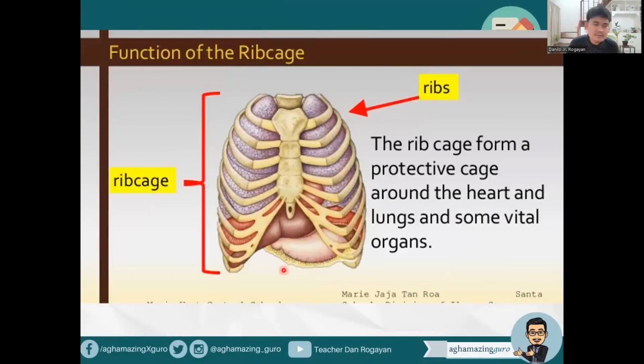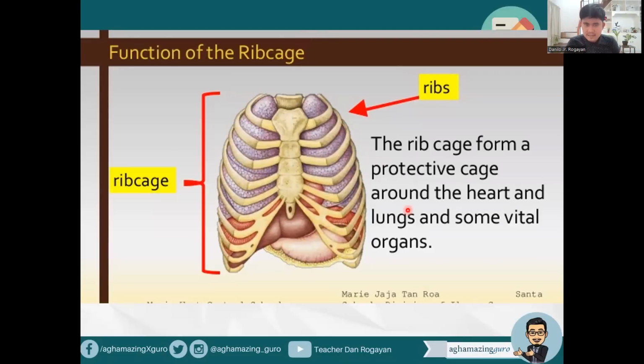Next. Ayan, so this is some of the illustration of the bones, the function of the bones. So we have the rib cage, which forms a protective cage around the heart and lungs and some vital organs. How about the skull? What does it protect? Of course, your brain. Other term for skull. It is also known as cranium. Kaya kapag cranial, it pertains to the skull or brain.